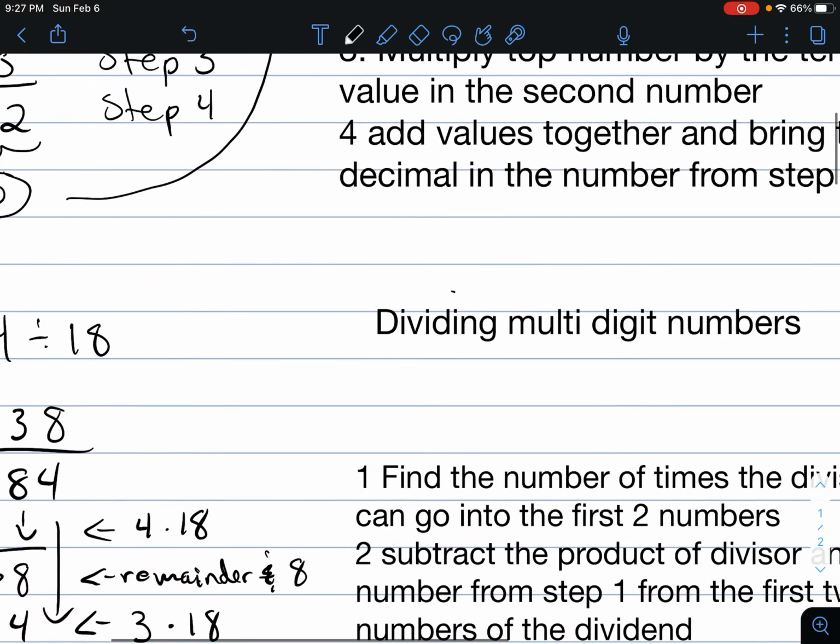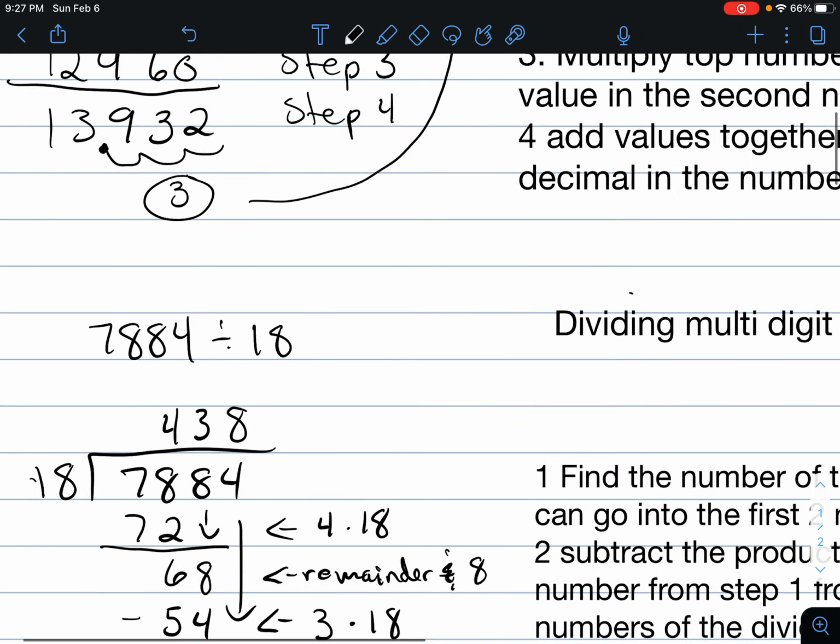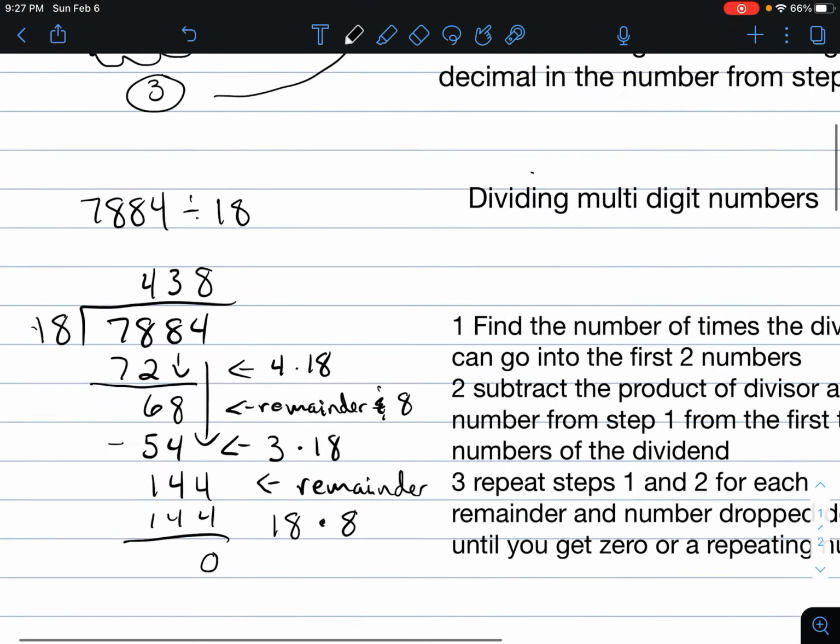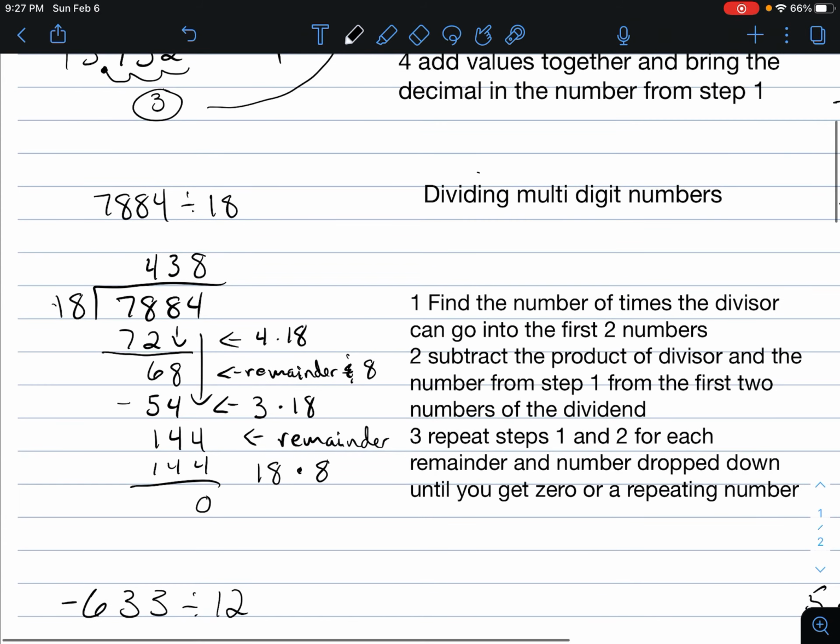Okay, dividing multi-digit numbers. Once again, we'll carry this over when dividing decimals, and there's a few that we'll see, but for the most part, I just wanted to focus on the steps for long division. So we've got 7,884 divided by 18. The first number is the dividend that goes under the bracket. The second number is the divisor, so that's out in front.